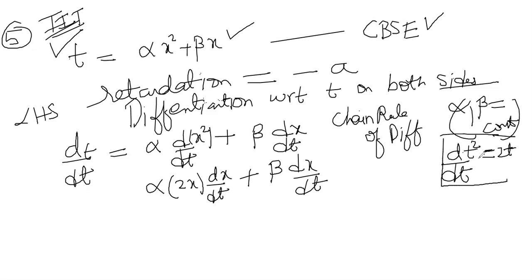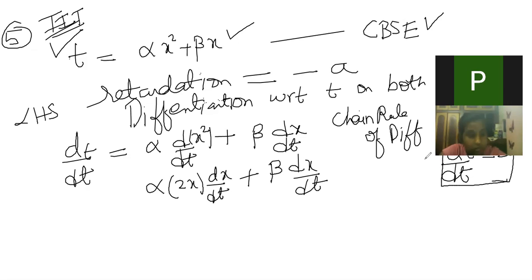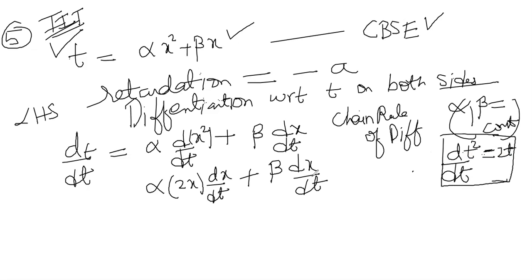This formula d by dt of t square is 2t. Okay, happy. But that is not holding good here. Understood that? Now, we know the definition of velocity. What is the definition of velocity? dx by dt. That is the definition of velocity. So, wherever dx by dt is there, that is nothing but velocity.